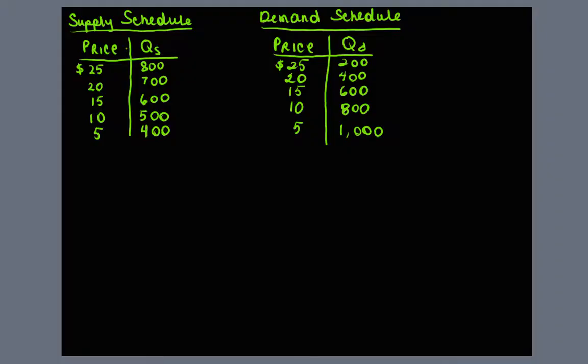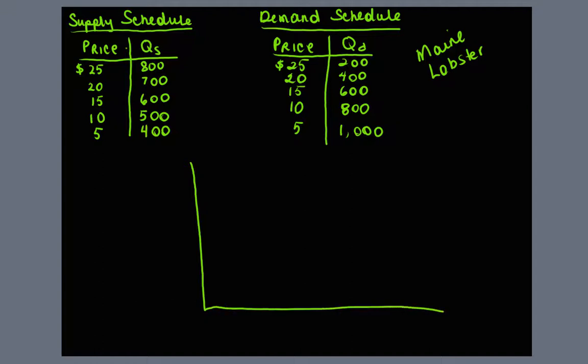In problem 6a, we are given a supply and demand schedule for the Maine lobster market. I just copied the supply and demand schedule to save some time. We are asked to draw the demand and supply curve. So I'm going to start with price on the vertical axis, quantity on the horizontal axis. This is quantity, this is price.